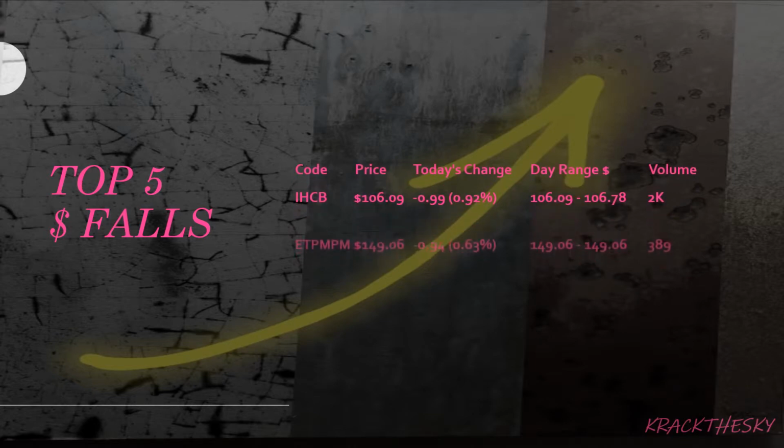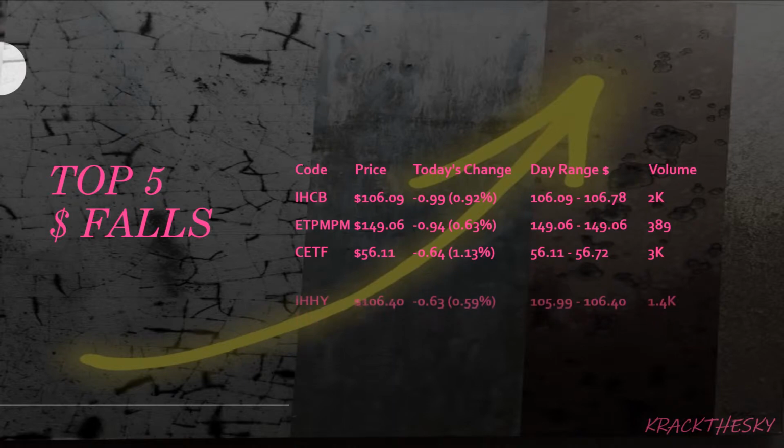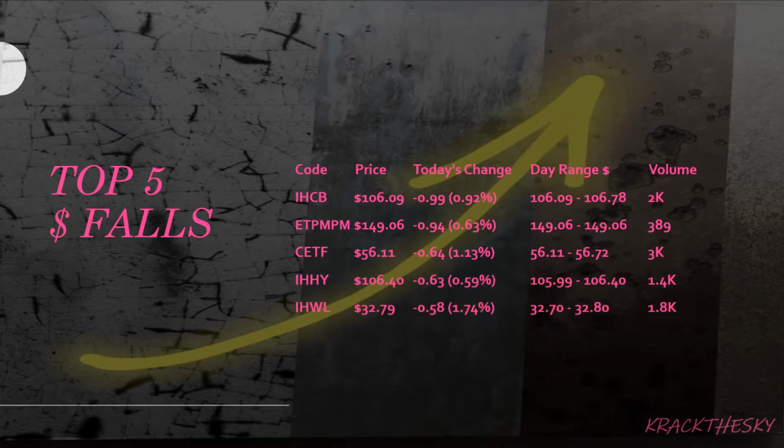Top 5 falls. We had IHCB, not a big change, below 1%. We had ETPMPM, CETF, IHHY, IHWL. So IHCB is the iShares Core Australia Corporate Bond.